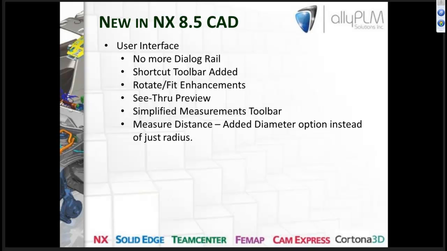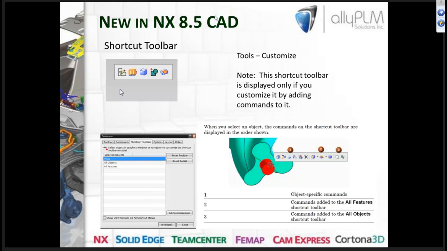So to start us off, we're going to look at user interface, just listed here, just kind of what I went through and looked at from a user interface perspective of what's most important, what everyone will notice. You're going to notice there's no more dialog rail. There's a new shortcut toolbar added. We're going to look at some rotate fit enhancements. There's a new see-through preview. There's a new simplified measurements toolbar. And then just as a mentionable item, underneath analysis measure distance, they've added a diameter option, not just the radius.